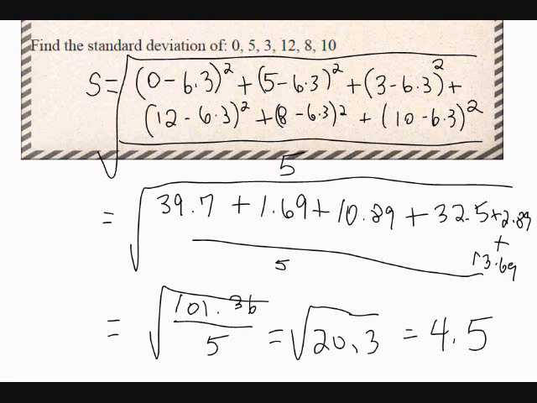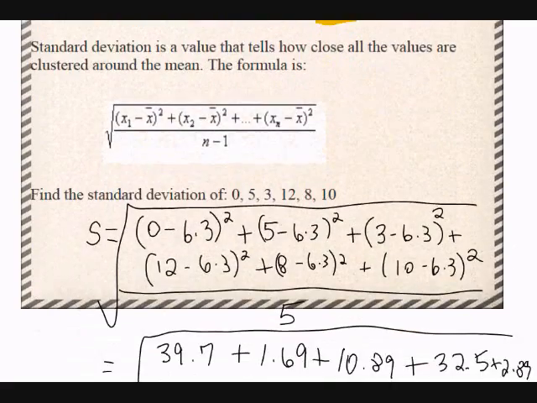Now, I show you that one time. I don't expect you to do this a jillion times. Okay, so that's the standard deviation. Let me say it. The standard deviation is the average distance each one of these numbers is from 6.3. That's what standard deviation tells you.